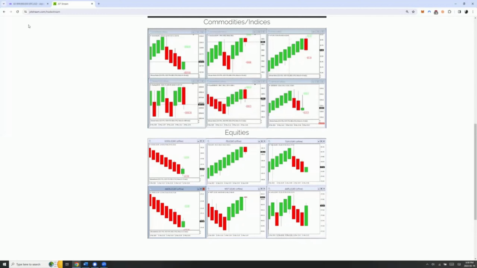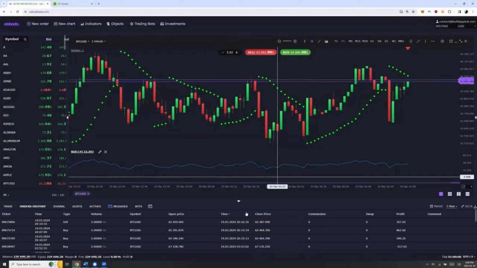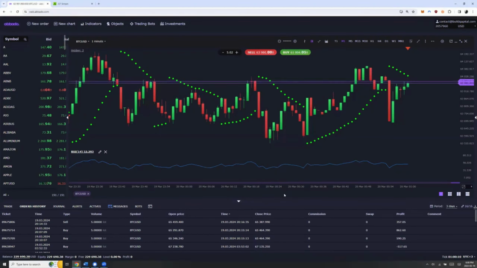So hopefully that explains the range bars and the audio signals at a little deeper level for you guys, and make sure that you guys get started. So the platform that we're trading on is abado.com.